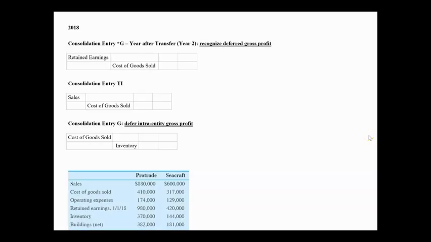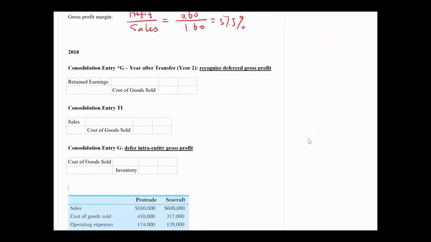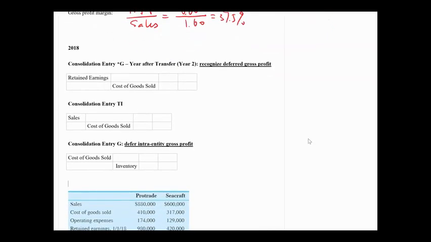All right. So in the second year, the first consolidation entry is entry *G, and this *G is related to the consolidation entry G in the prior year, which means that in the prior year we deferred intra-entity gross profit to the following year. So now when it goes to the next year, it is time for us to recognize this deferred profit, and the way we recognize it is to credit cost of goods sold.